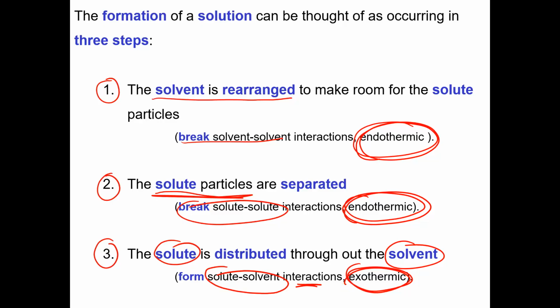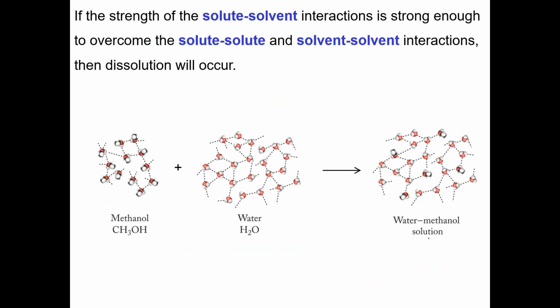So we have 2 processes that require energy and one that produces energy. And the key thing is, as long as we get more energy out at step 3 than we consume in steps 1 and 2, then the substance will be soluble. So if the strength of the solute-solvent interactions is strong enough to provide the energy for disrupting the solute-solute interactions and the solvent-solvent interactions, then the solution will occur.